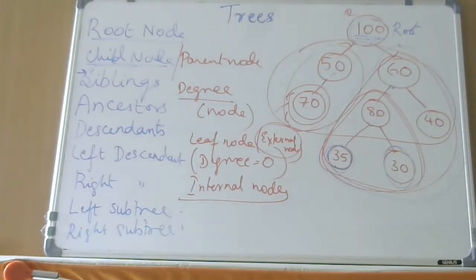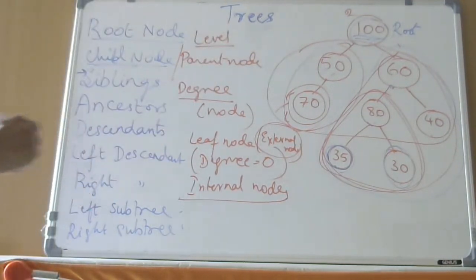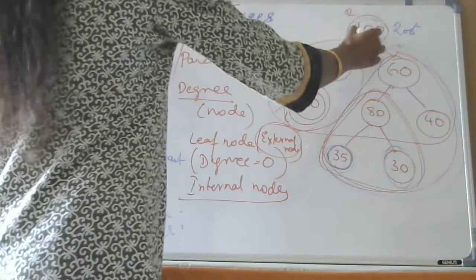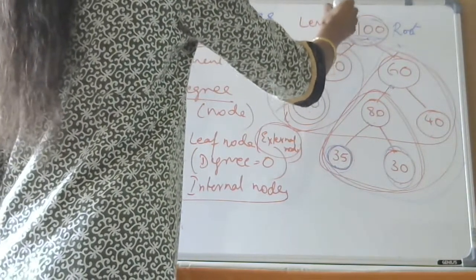One more important terminology: what is meant by the level of a tree or the level of a node. The distance of a node from the root is called the level of the node. The distance from the root node to itself is 0. Correct? What is the distance of the root node to itself? It is 0. So the root node is always at level 0.